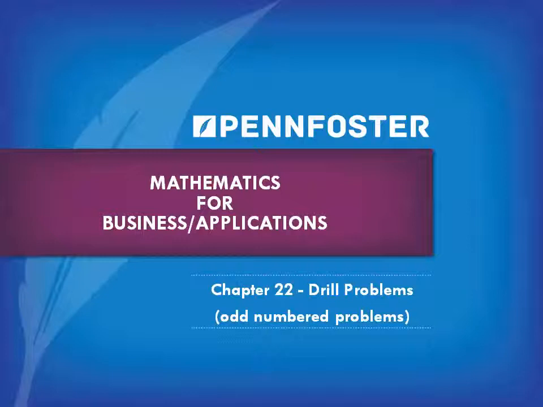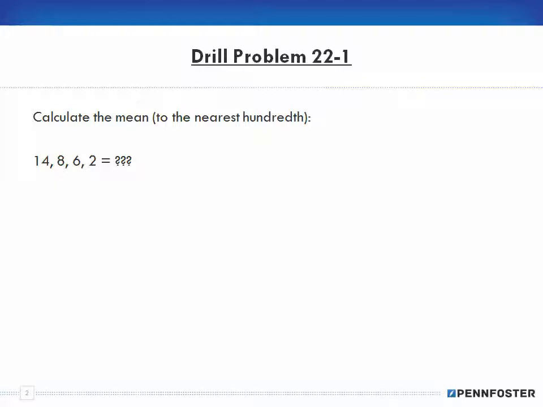All right, get to the next slide here. There we go. And let me get my pen. Okay, so it says here for problem 22-1, calculate the mean to the nearest hundredth. In calculating the mean, that's just an average. So we're taking the 14, the 8, the 6, and the 2. We're adding that up. That's 20, that's 30.